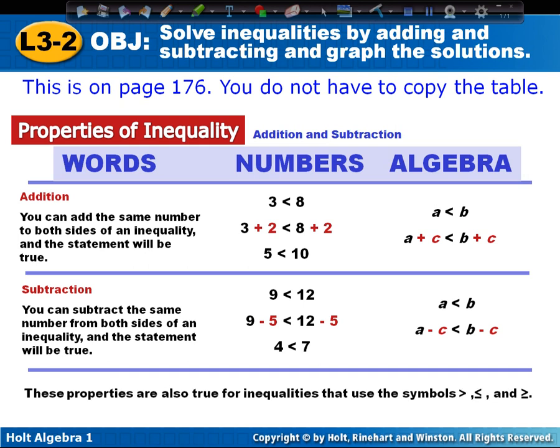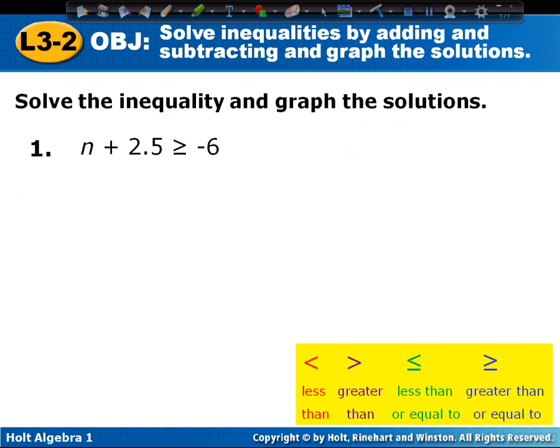It says these properties are also true for greater than, less than or equal to, and greater than or equal to. Go ahead, take a minute and write down number 1. It says n plus 2.5 is greater than or equal to negative 6.